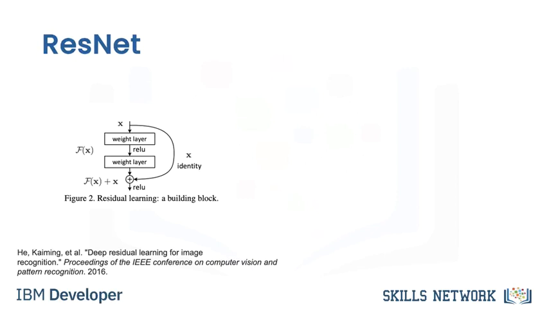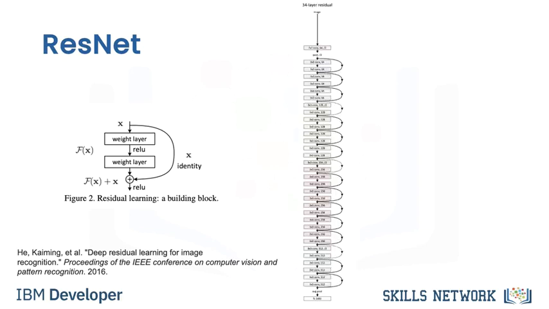ResNet helped solve the problem by introducing residual learning. Residual layers or skip connections allow the gradient to bypass different layers, improving performance. We can now build much deeper networks. Here is a 32-layer network from the paper Deep Residual Learning for Image Recognition.